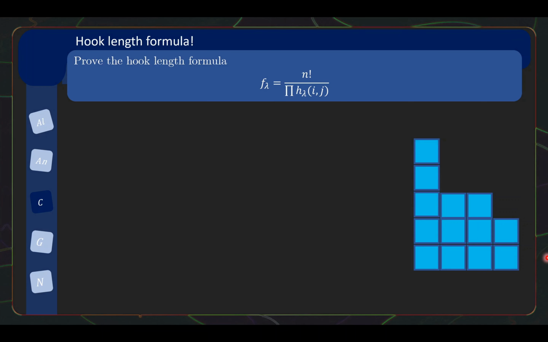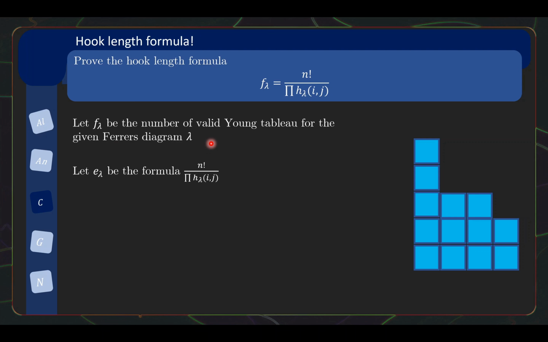So without further ado, let us take a look at the proof that we'll be doing. The name of the game here is the following. We have f lambda denoting the number of valid Young tableaux for a given Ferris diagram lambda. And we let e lambda be this quantity that you compute by just using the formula. So given lambda, you can go through and find all the hook lengths and compute this quantity. And the goal is to show that this quantity equals the number of valid Young tableaux.